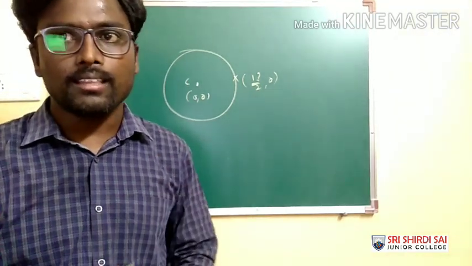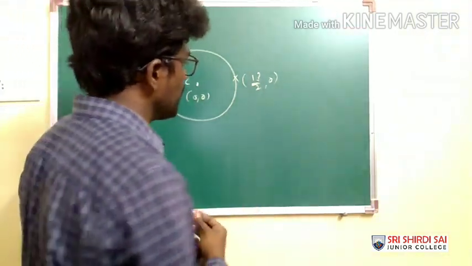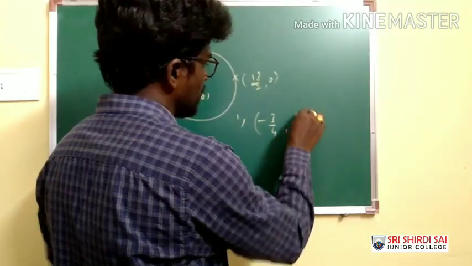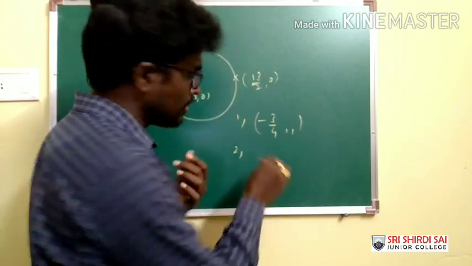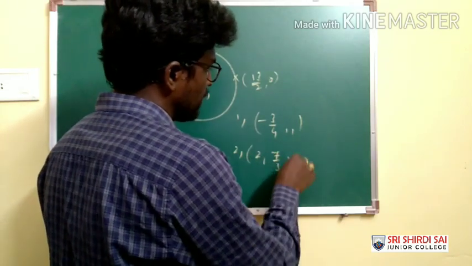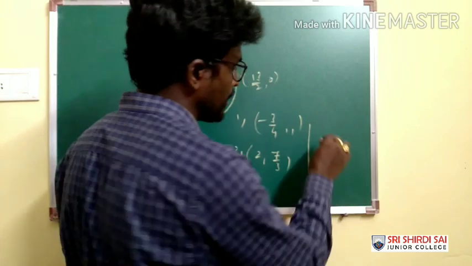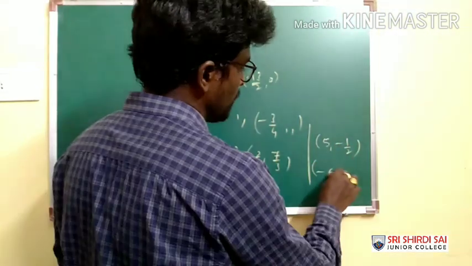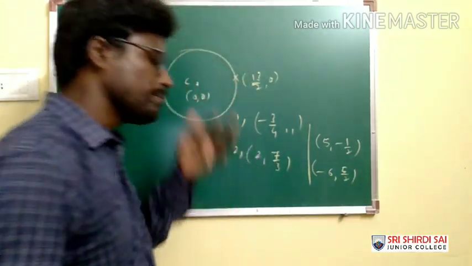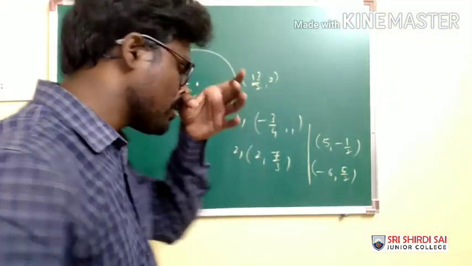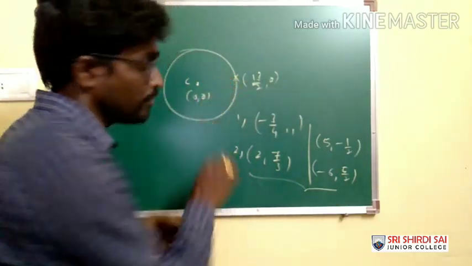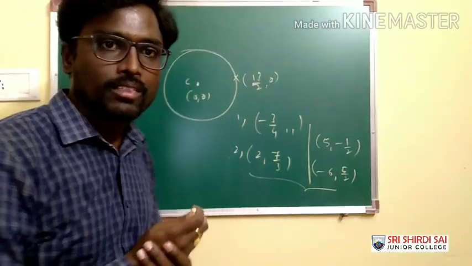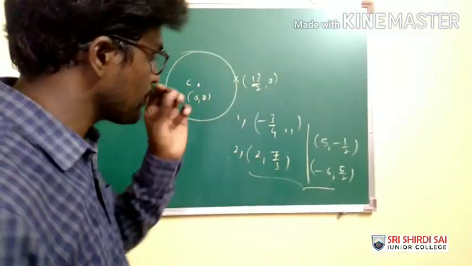Which does not lie in the interior of the circle. That means here we are given the 4 options: (-3/4, 1), option 2 is (2, 7/3), and (5, -1/2), and (-6, 5/2). So what can we do here? We are talking about which point does not lie inside the circle. Does not lie inside the circle, in the sense of what we are supposed to prove here.